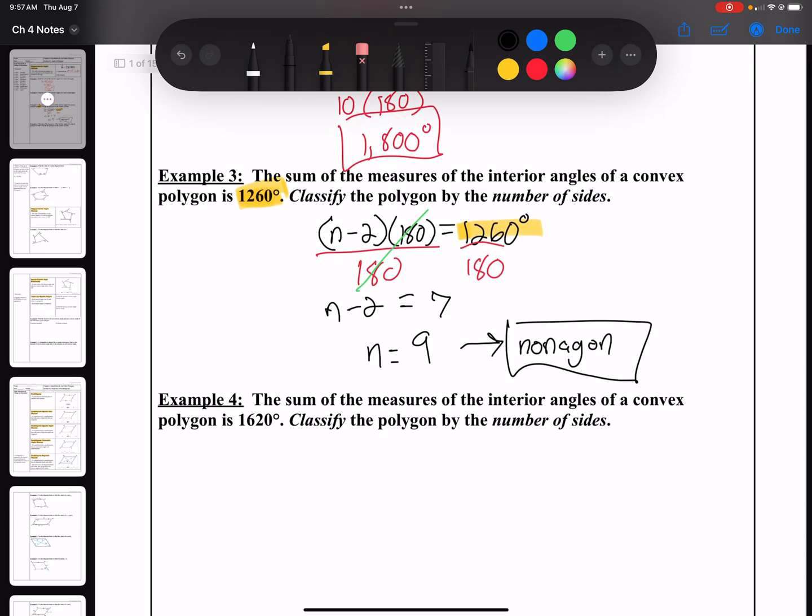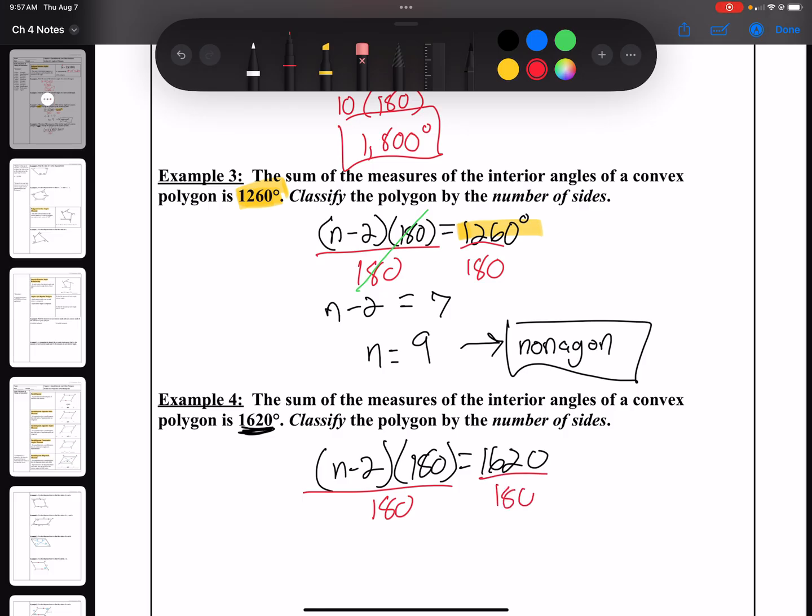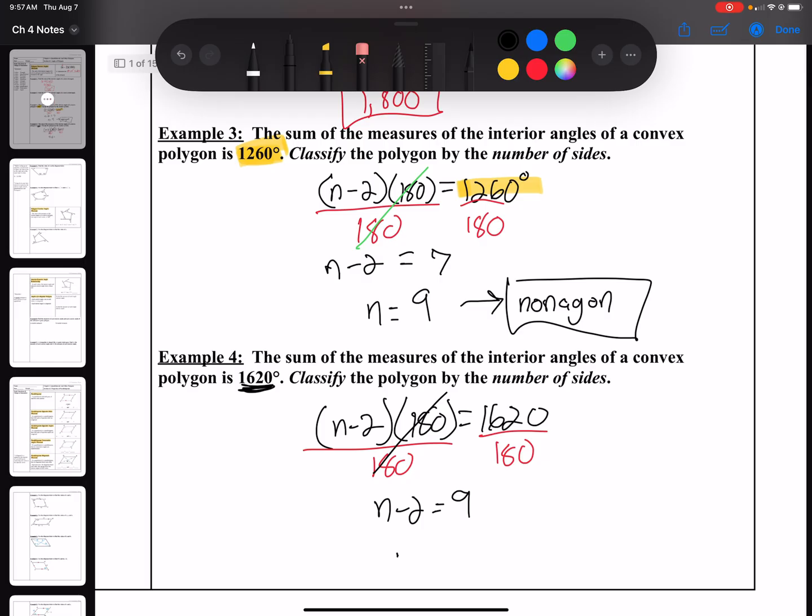Example 4. The sum of the measures of the interior angles of a convex polygon is 1620, classify by the number of sides. Same thing. That 1620 they gave us is the answer to number of sides minus 2 times 180. So once again, to solve this, number of sides minus 2 times 180. What cancels out multiplication? Division. So all you need to do is start off by dividing both sides by 180. And you'll get n minus 2 equals 9. Add 2 to both sides, and the number of sides of that shape is 11, so that is an endecagon.